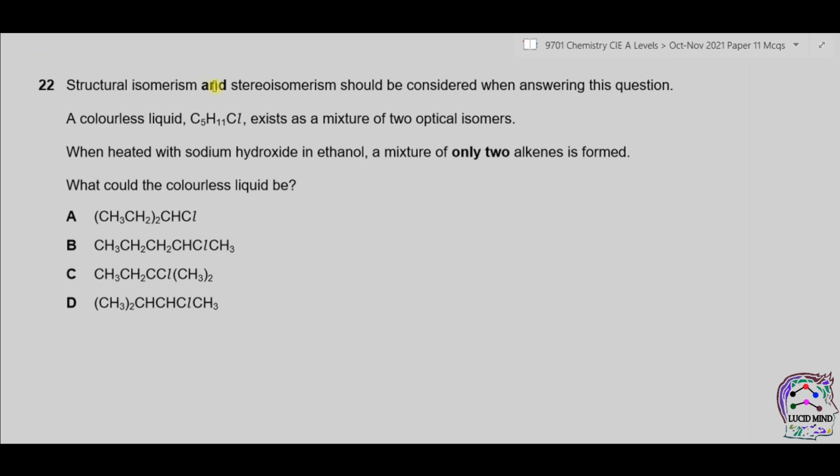Question 22. Structural isomerism and stereoisomerism should be considered when answering this question. A colorless liquid C5H11Cl exists as a mixture of 2 optical isomers. When heated with sodium hydroxide in ethanol, a mixture of only 2 alkenes is formed. What could the colorless liquid be? Let's draw the structures. We have A, CH3, CH2. It is bonded to CHCl. We have 2 CH3, CH2.